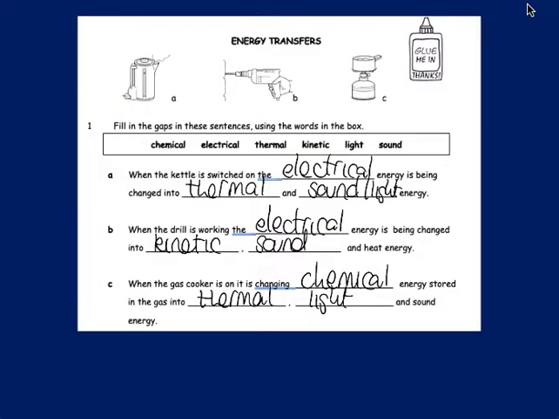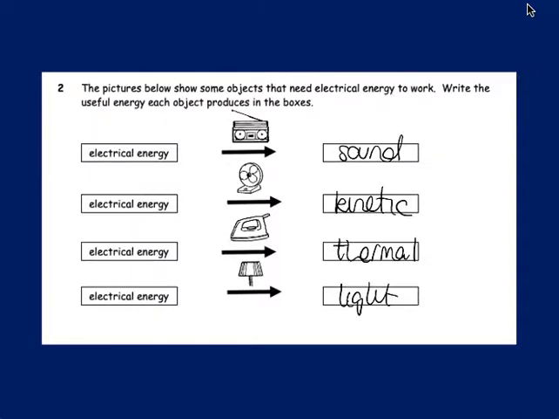So in terms of our gaps, when our kettle is switched on, electrical energy is changed into thermal and sound and light, because we hear the kettle boiling and you may see the light switch go off. When the drill is working, electrical energy is turned into kinetic, sound and heat. When the gas cooker is on, its chemical energy is being changed into thermal energy, into light energy and into sound.